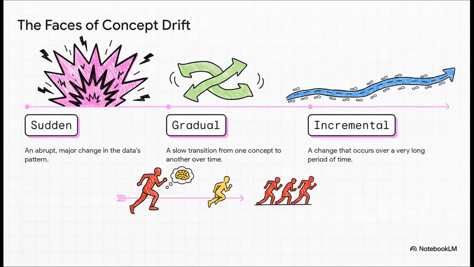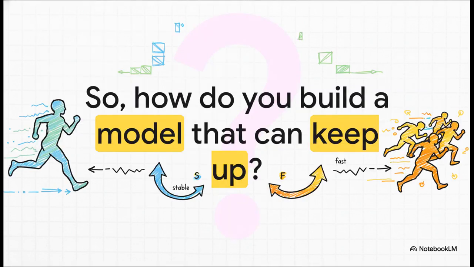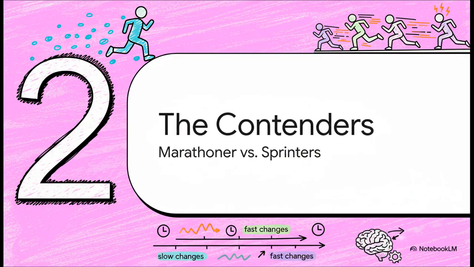And here's the thing. This drift isn't just one type of event. Sometimes it's a huge sudden shift, like a stock market crash. Other times it's a really slow, gradual transition from one thing to another. And sometimes it's an incremental change that happens over such a long period you barely notice it. A model has to be ready for all of it. Which, of course, brings us to the million-dollar question at the heart of all this research. If your data is basically a moving target, how in the world do you build a model that can actually keep up? Well, traditionally, there have been two main schools of thought for tackling this.